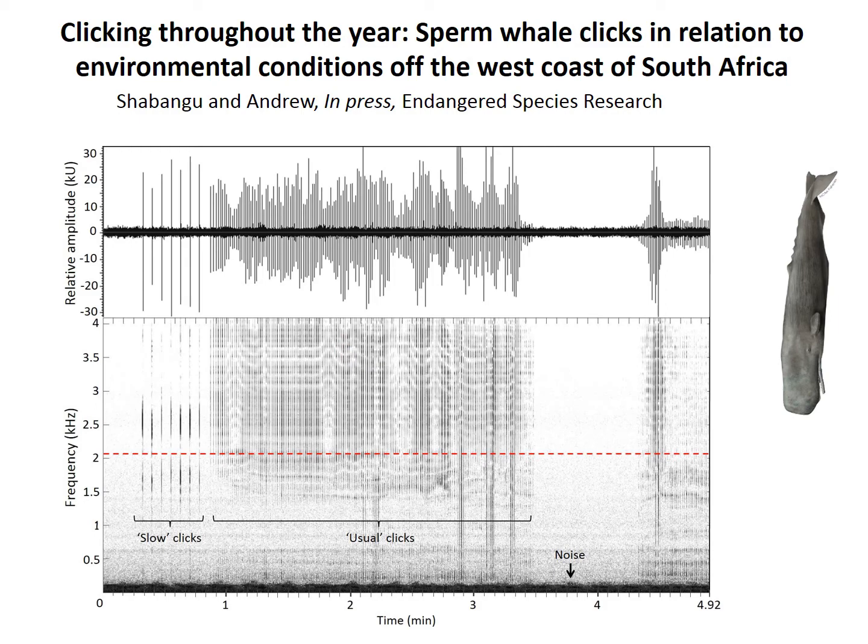And this is how the sperm whale click sounds like. So these are short duration clicks. They usually range from 0.1 to 0.5 seconds in duration, depending on the click type.